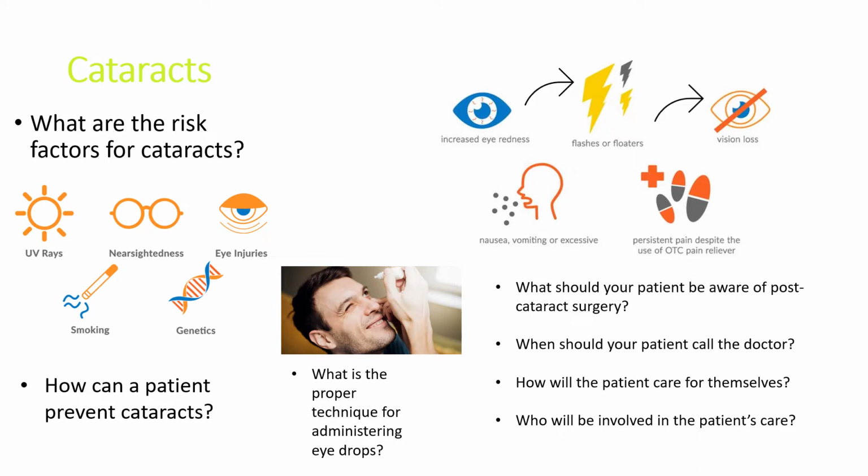Okay, we're going to move on to cataracts. So what are the risk factors for cataracts? UV rays. They need to wear sunglasses. That's how we can prevent cataracts. Wear sunglasses. Other risk factors include eye injuries, being diabetic, smoking, autoimmune disease. These are all things that can lead a person to getting cataracts.